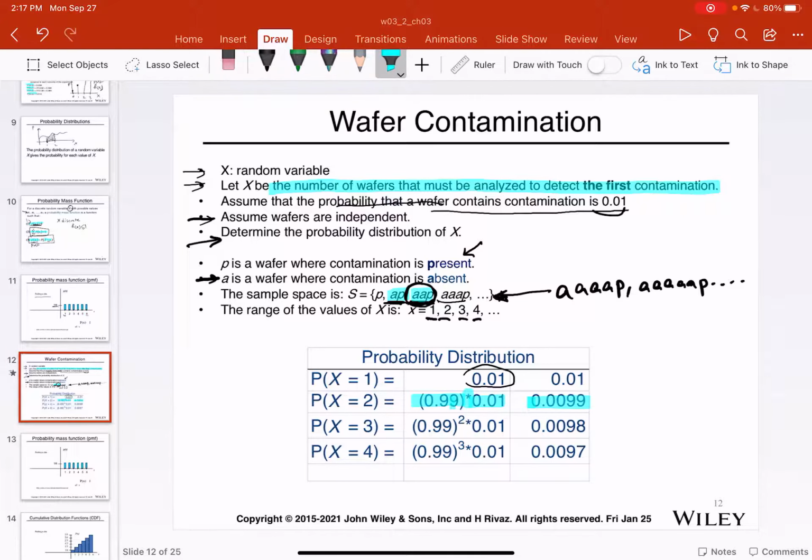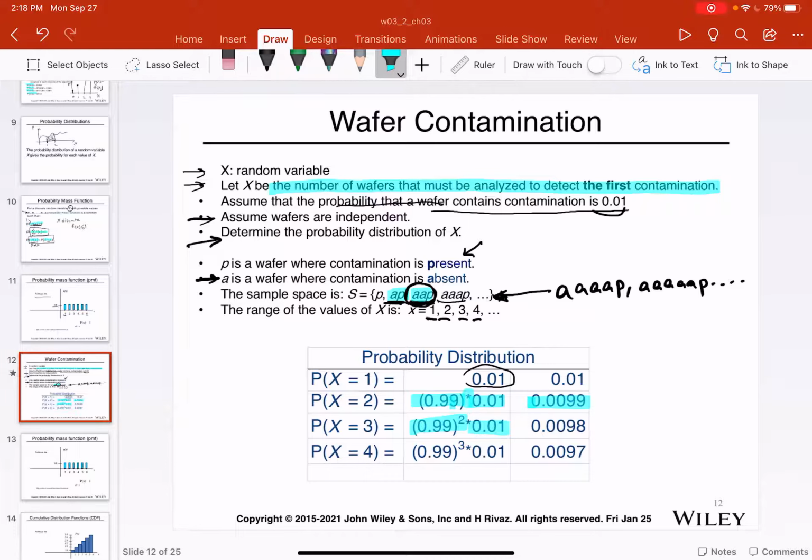And the first two should be absent of any contamination, and the third one should have the contamination, right? So we multiply. Yes? So when X increases, the probability is decreasing. The summation of all of them will give us 1. Up to infinity? That's a very good question.